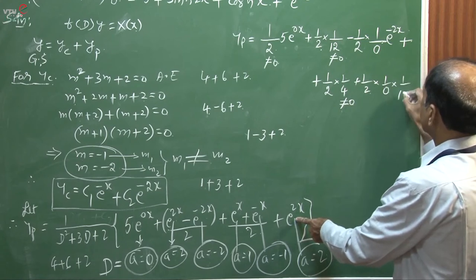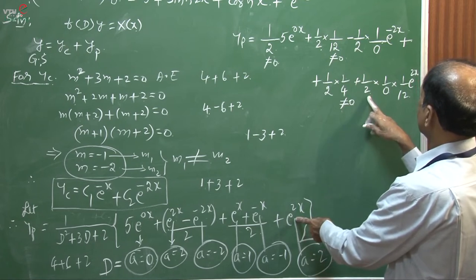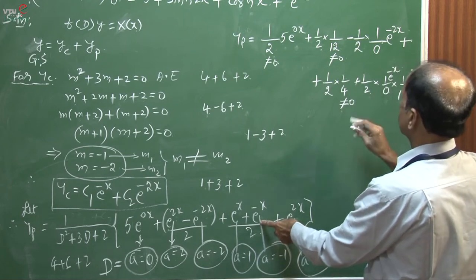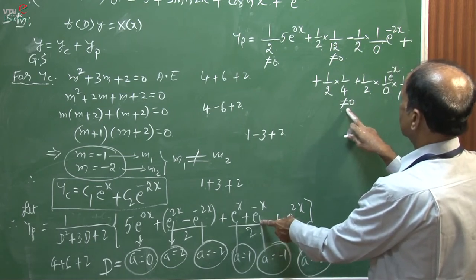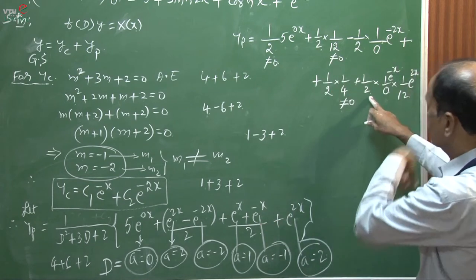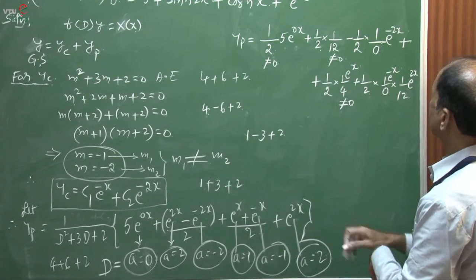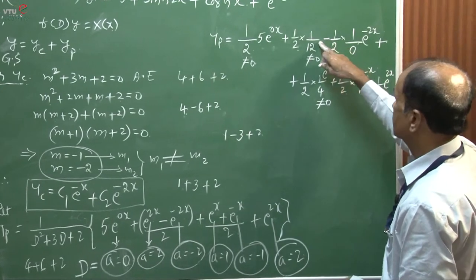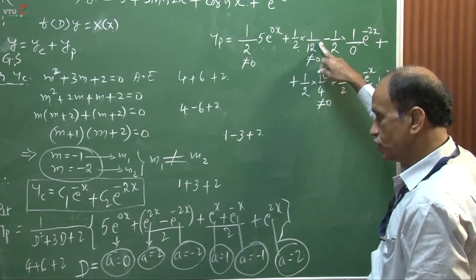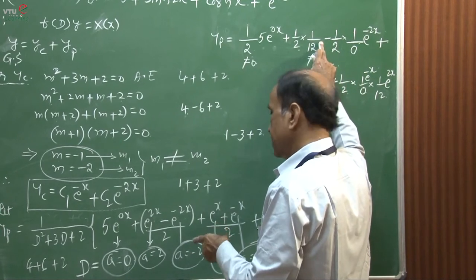That is 1 by 12 e to the power 2x, right? So 1 by 2 into 1 by 0, e to the power minus x, and this is not equal to 0. 1 by 2, that is 1 by 4, where you are getting 1 by 4, that is e to the power x. Therefore, e to the power x, and this is 1 by 2 into 1 by 12. That is, you are getting 2, 4, plus 2, 8, plus 6, is it not?